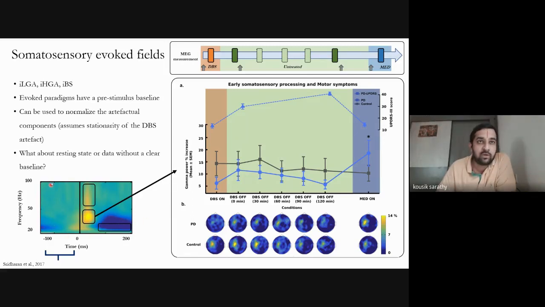And then what we typically do is we take this pre-stimulus interval and normalize it with the post-stimulus period. So let's say if you have some artifacts here, that will get cancelled out. That's the main advantage of having a pre-stimulus or a baseline in your study. But there are also studies without a baseline.